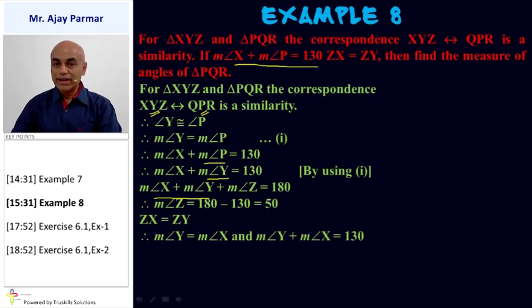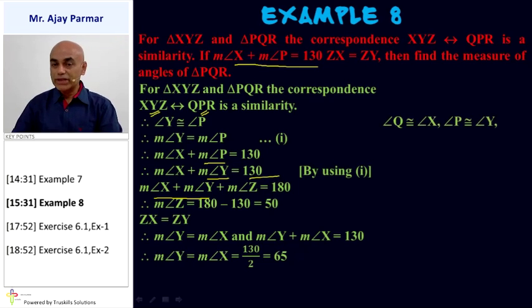That means measure angle X will be same as measure angle Y, and their addition we know that it is 130. And because of that reason, measure angle X will be same as measure angle Y, that is 130 upon 2, that is 65. So measure angle Q is congruent to measure angle X. Measure angle P is congruent to measure angle Y. And measure angle R is congruent to measure angle Z.